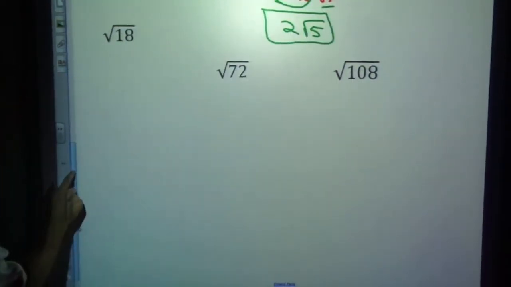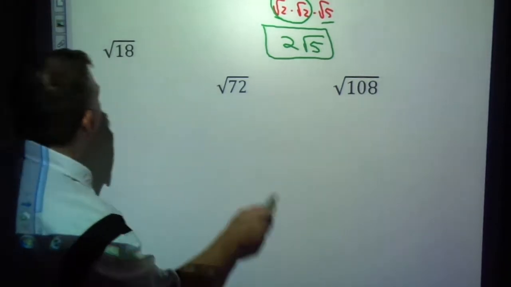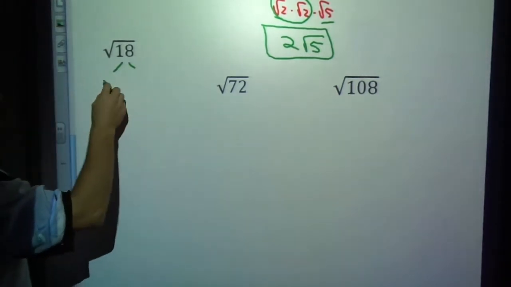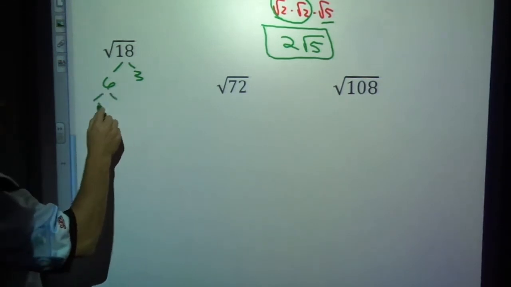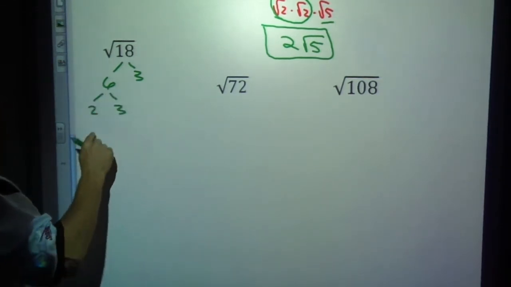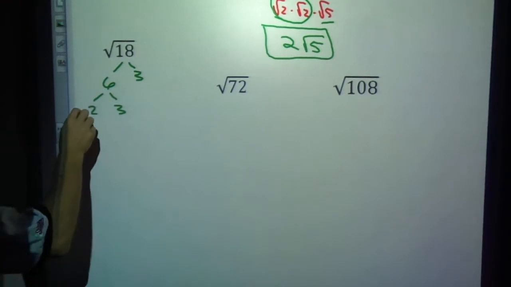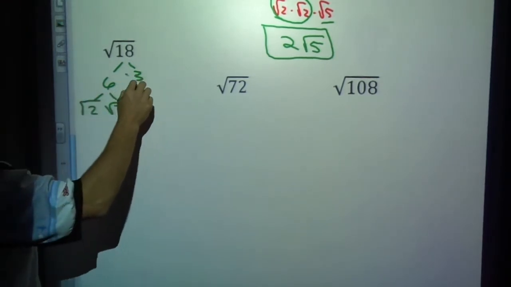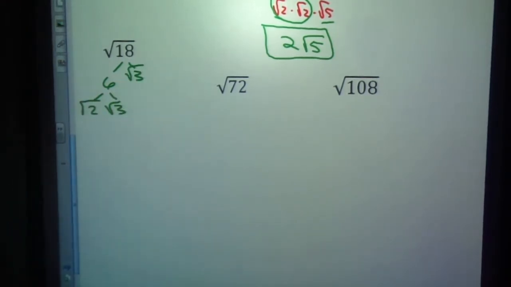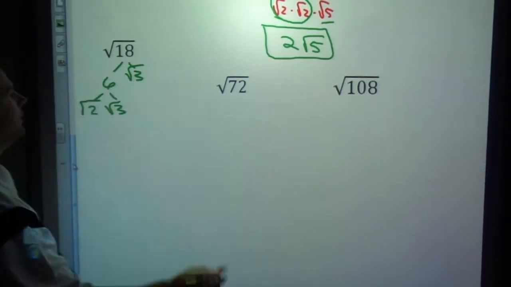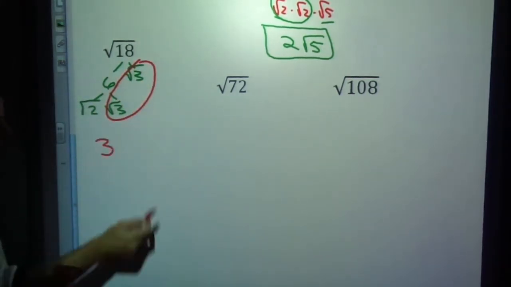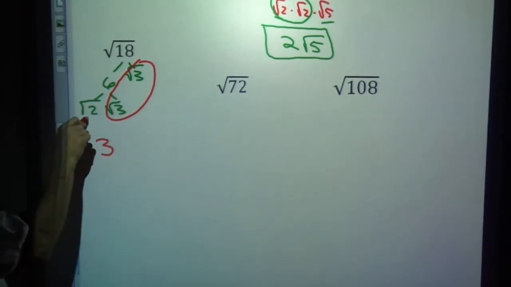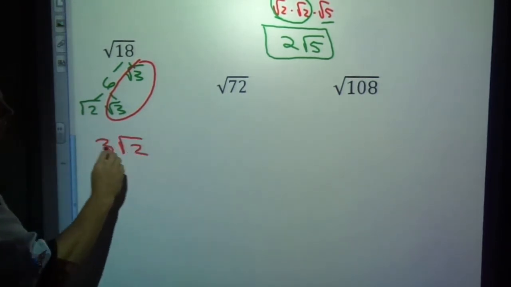Okay, how about 18? We could go 18 would be 6 and 3. And 6 can go to be 2 and 3. These can't go any farther. This can't go any farther. I'm going to put radical symbols on my last ones. Is there a pair of squares? I see two 3s. They can be friends and make a plain 3. Is there one out in the cold? Oh, sorry, 2. No friends for you.